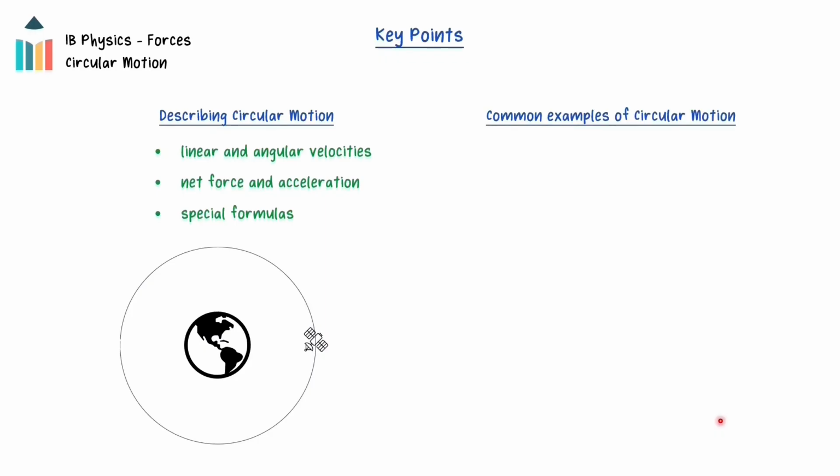Finally, we will demonstrate some of the common examples of circular motion, including objects in a stable circular orbit, conical pendulums, vertical circles, and vehicles turning on flat surfaces.